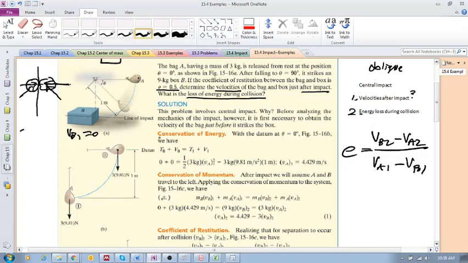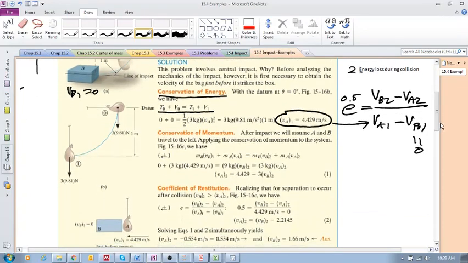VA1, how am I going to calculate VA1? I just use the conservation of energy. It falls from this height, and I'm able to use the conservation of energy to calculate my VA1. I'm not going to go through that. You can figure that out. So we've got this equal to 0, and we've got e equal to 0.5, but we don't have VB2 and VA2. So what else do we need then?